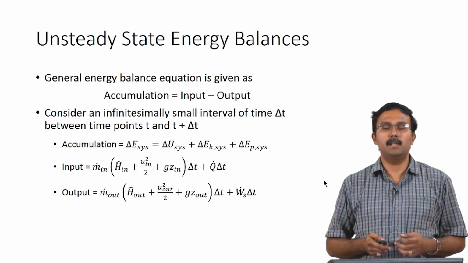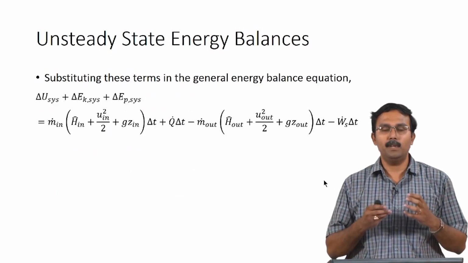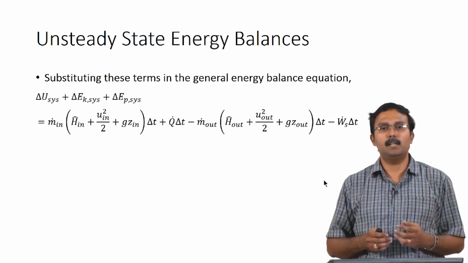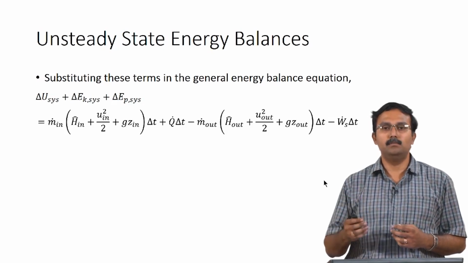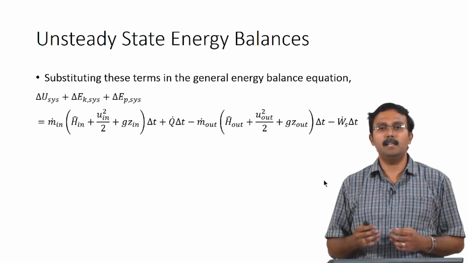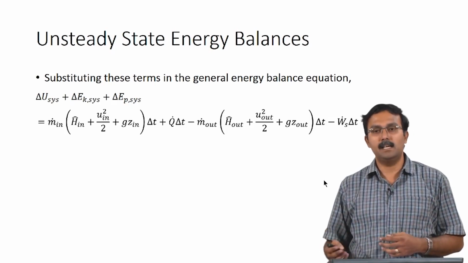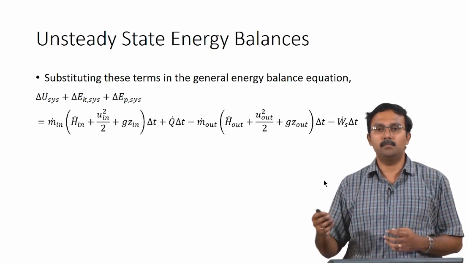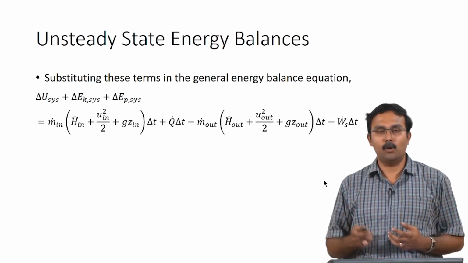Now that we have these terms, we can substitute them into the general energy balance equation, and we would end up with this equation: delta U sys plus delta E k sys plus delta E p sys equals m dot in times h cap in plus u in squared by 2 plus g z in, times delta t, plus q dot delta t, minus m dot out times h cap out plus u out squared by 2 plus g z out, times delta t, minus ws dot times delta t. So this is basically your accumulation equals input minus output term.